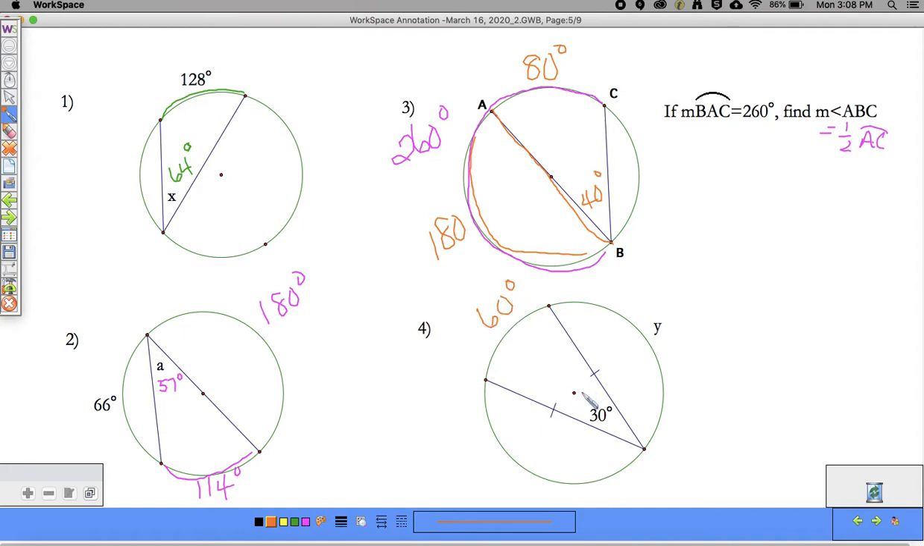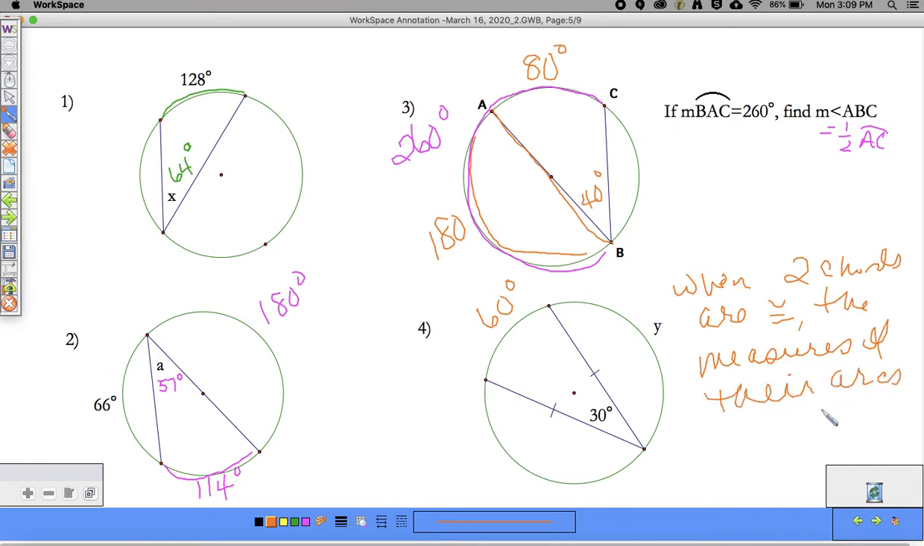So now let me ask you a question. If this is my chord and this is my arc here, and if this chord is equal to this chord, doesn't it make sense that the measure of this arc is going to equal the measure of that arc? The answer is correct. So therefore, when two chords are congruent, the measures of their arcs are congruent. Okay? All right? So now, let's go find out what the measures of these two arcs are.